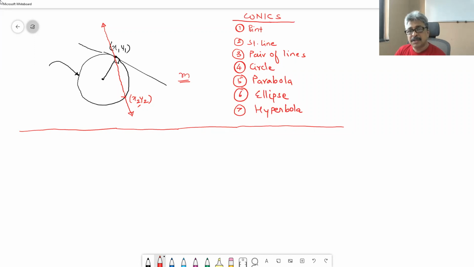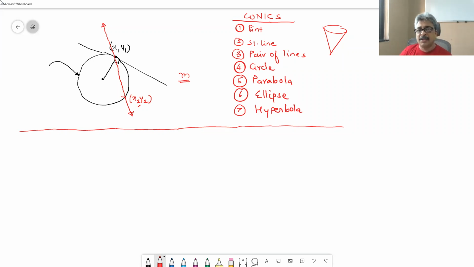All of them have something to do with the conic section. Conic is something like this, a cone. All these have something to do with the cone, and therefore we call that family conics. So we are by and large studying conics, and some special conditions make them these 7.